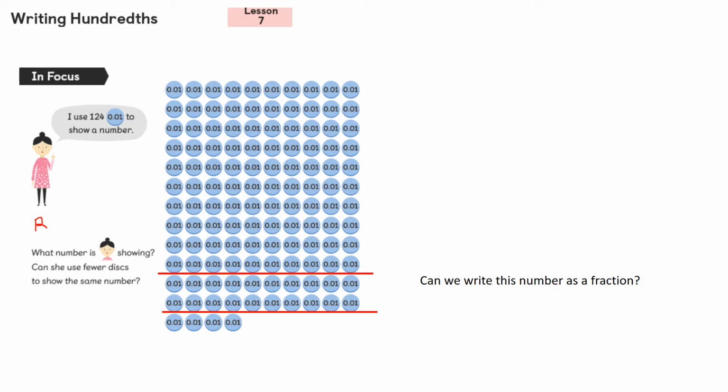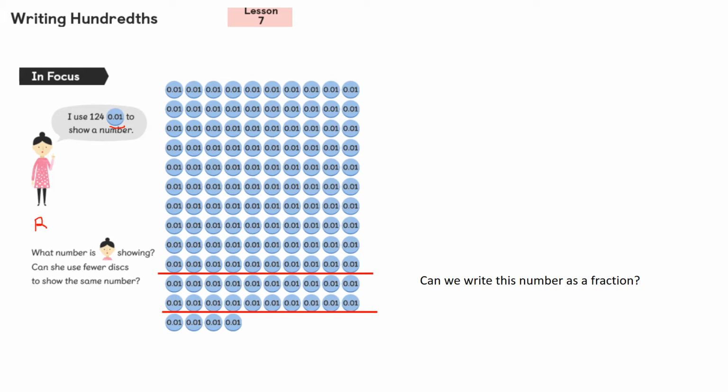So over here we've got Ruby, and Ruby says, "I use 124 0.01 counters to show a number." Now let's remind ourselves, what does that 0.01 counter represent? Any ideas? Brilliant. Well, hopefully you'll be able to remember that those are hundredths counters. So Ruby has used 124 hundredths counters to show a number. Now, what number is Ruby showing?